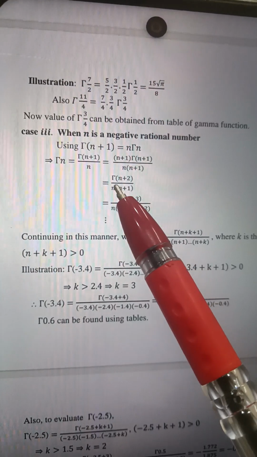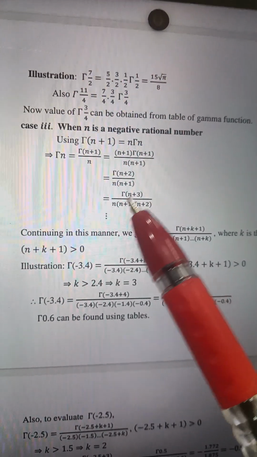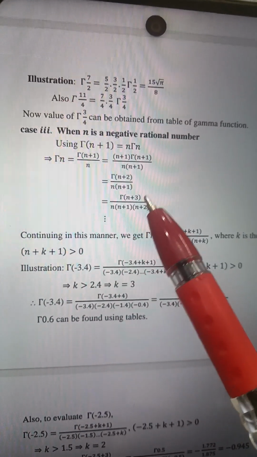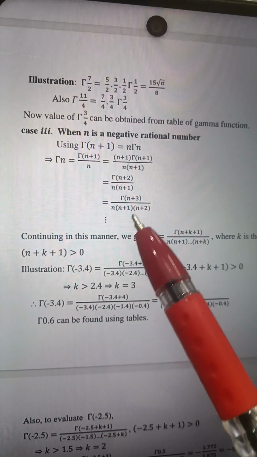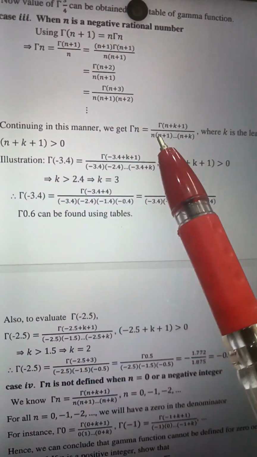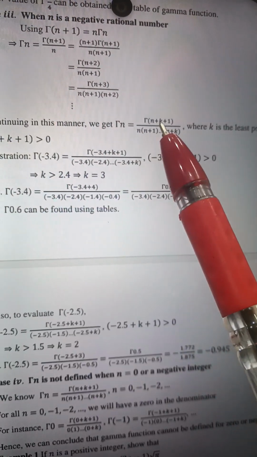What can we write next? Factorial n plus 2 upon (n plus 1). Factorial n plus 3 upon (n plus 1)(n plus 2). The next term will be factorial n plus 4 upon (n plus 1)(n plus 2)(n plus 3). Continue the pattern and you can see what we will get. We can see the pattern: factorial n plus k plus 1.